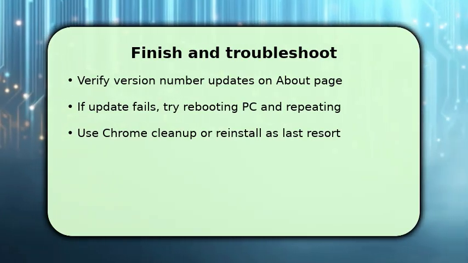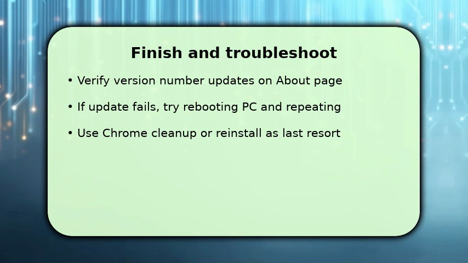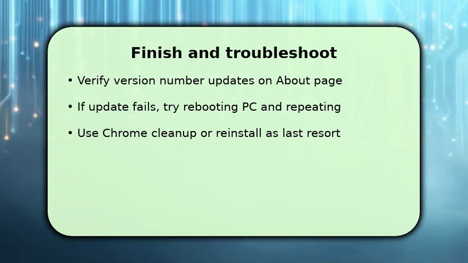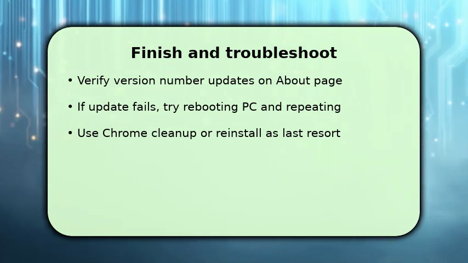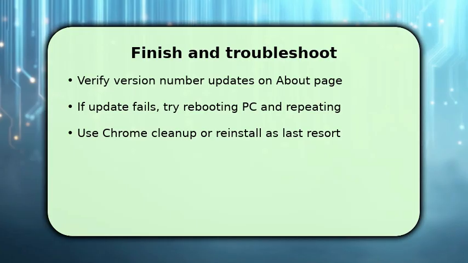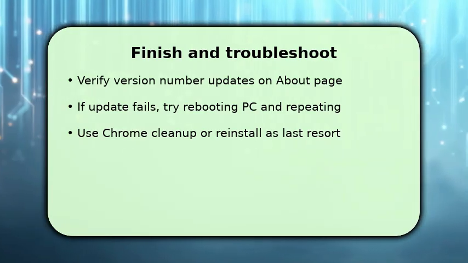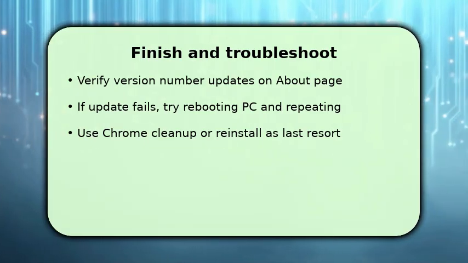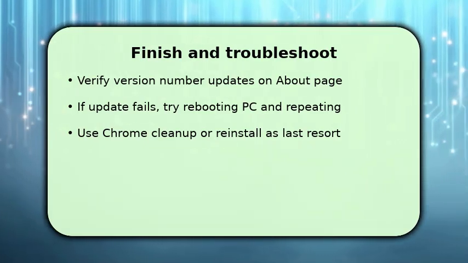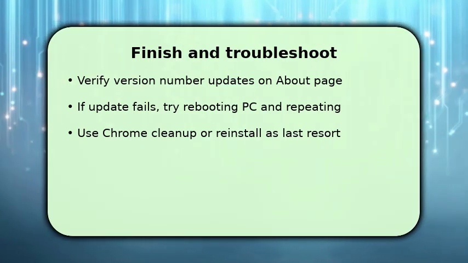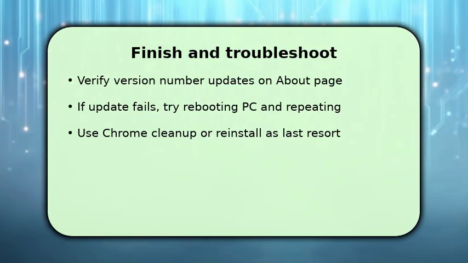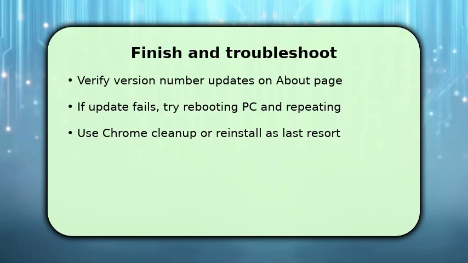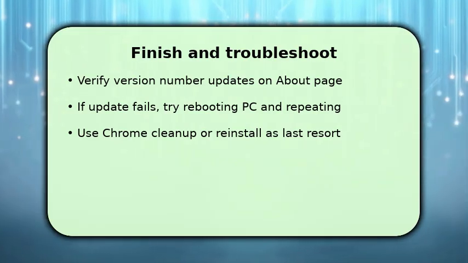If the update fails, reboot your PC and run the About check again because temporary locks often block installation. If problems persist, clear browsing caches, disable third-party antivirus temporarily, or run Chrome's cleanup tool to remove conflicting software. As a final measure, uninstall and reinstall Chrome. This preserves your profile if you're signed into your Google account, so your bookmarks and settings return.